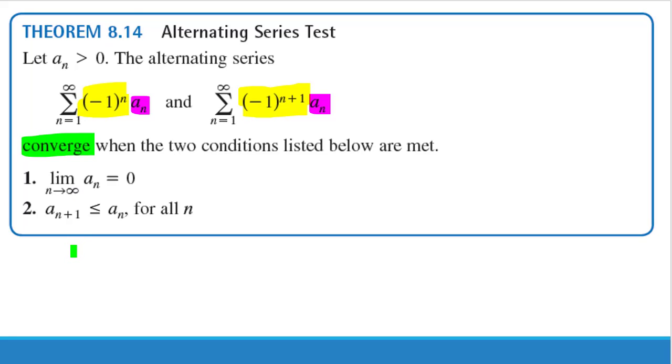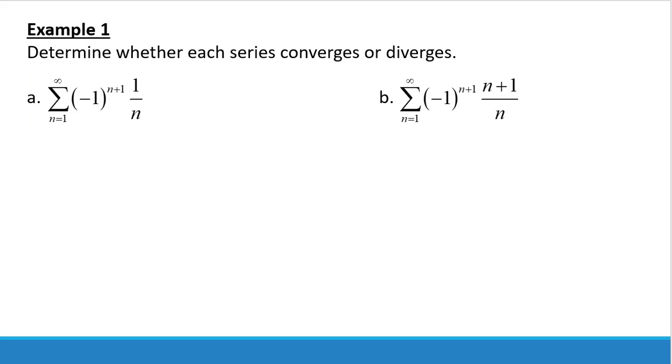Okay, you can't really use this to say this series diverges. We're going to come up with an example where we're going to look at this and it's going to diverge, but we're not going to say it diverges by the alternating series test. Okay, this only tests for series that converge. Okay, so determine if each series converges or diverges.